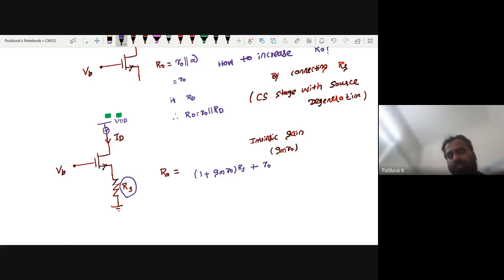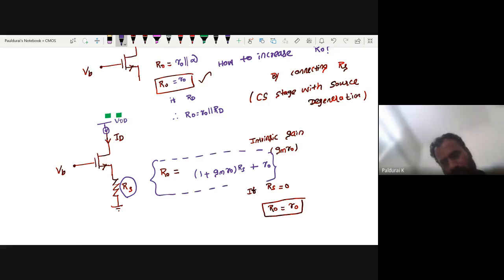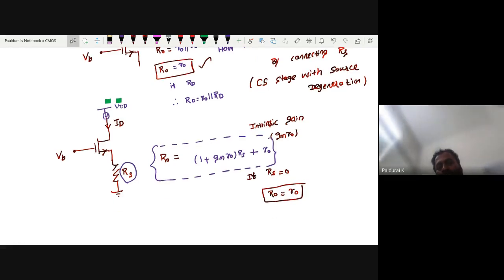Okay. If no RS, if RS equal to 0, then what is your R out? It is simply RO, small RO, correct? So is it making sense? We know if RS is equal to 0, already we derived this output resistance, small RO. If we include RS, then this formula we already derived, and we verbalized this too: 1 plus gm RO times RS plus RO.